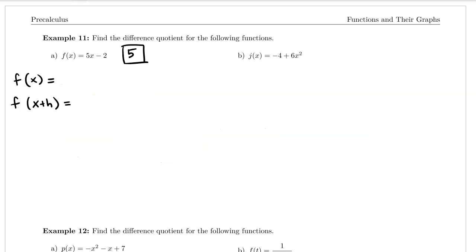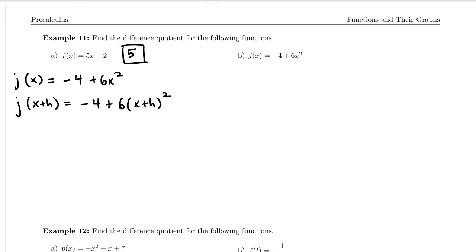Okay, let's work on part b now, which gives us the function j of x is equal to negative 4 plus 6x squared. Now, coming back over here, I'm going to replace these f's because our function is now called j. So I'm going to think about j of x and j of x plus h. So j of x is equal to negative 4 plus 6x squared. And j of x plus h is the same thing, but now I'm replacing x with x plus h.